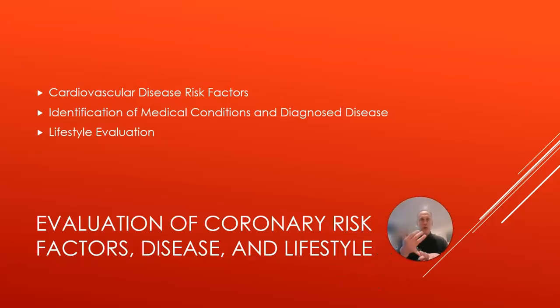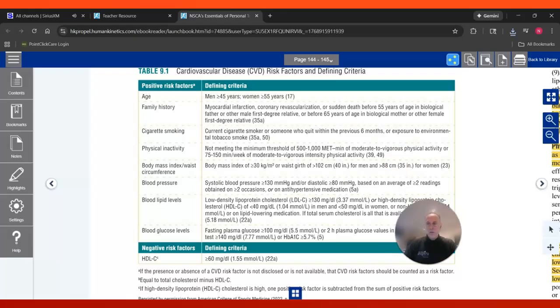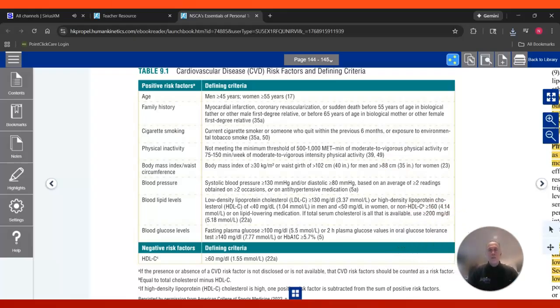For this presentation, we'll be talking about cardiovascular disease risk factors, identification of medical conditions, and diagnosed disease, and also lifestyle evaluation. As you're sitting with your client and you go through their information, you'll start to utilize this table that we've used in chapter 9 before, where it's in 8+1 or 8 and 1 format. Now, this may look familiar to you. I know we've done a ton of case studies based upon this, but you have to remember the top part of this table, these 8, 1, 2, 3, 4, 5, 6, 7, 8 items are positive risk factors.